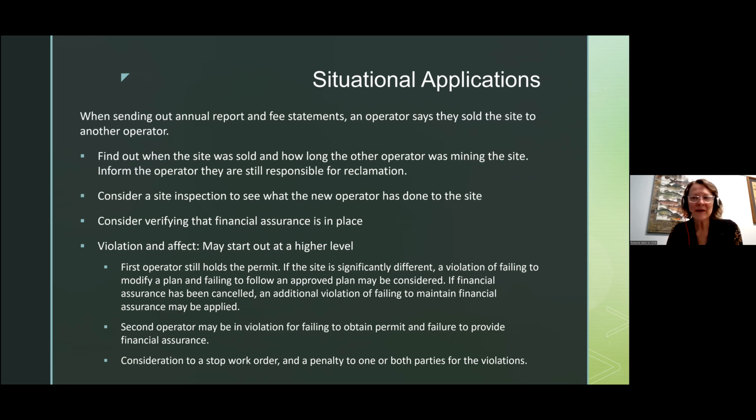That first operator, by not telling you until you send out your annual report that he doesn't have that site anymore, runs a huge risk by walking away from that site and not communicating with you right away. That second operator also would be in violation for failing to obtain a permit. And they would also be in violation of failure to provide financial assurance.